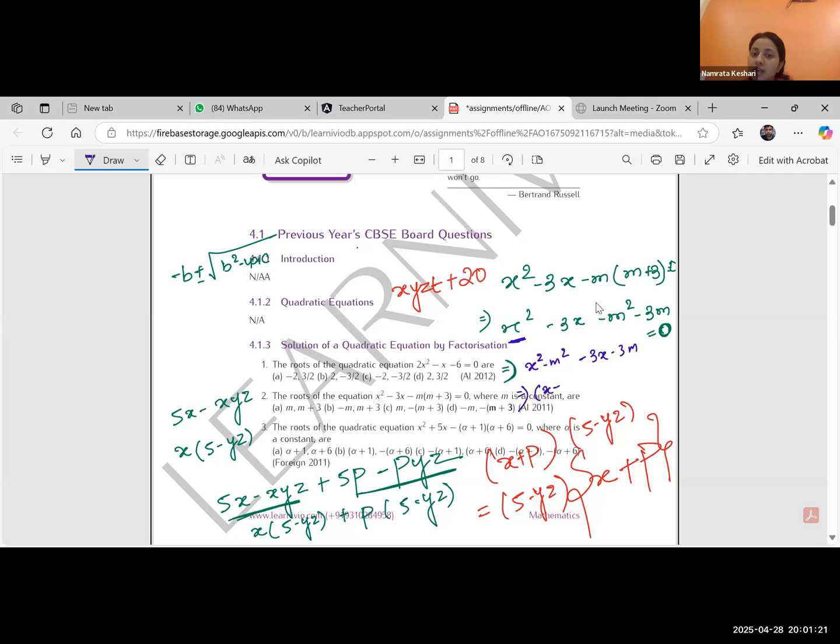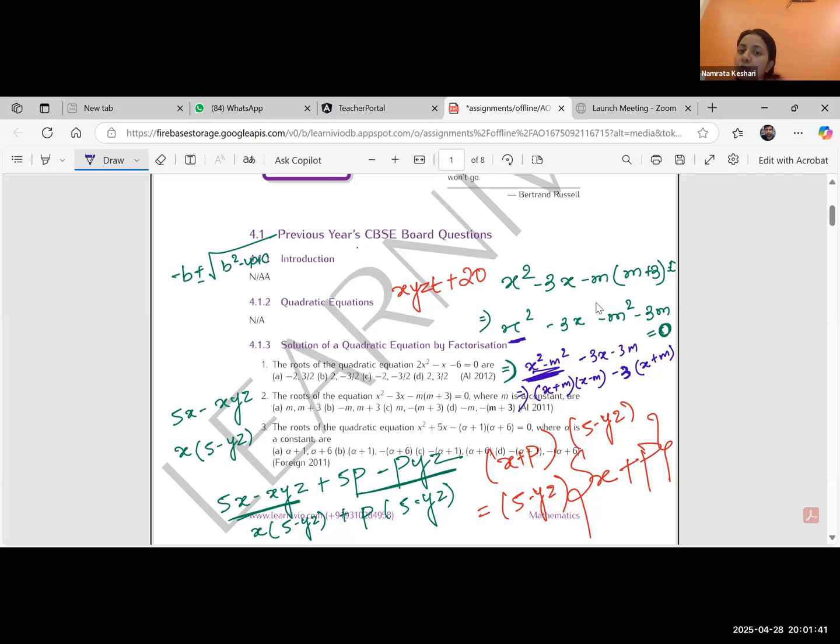So it can be taken as x plus m in one bracket and x minus m in another bracket, for the first two terms. And in the other two, minus 3 is the common factor. Can you see it, Inan? Yes, ma'am. And what is remaining in the bracket? x plus m.